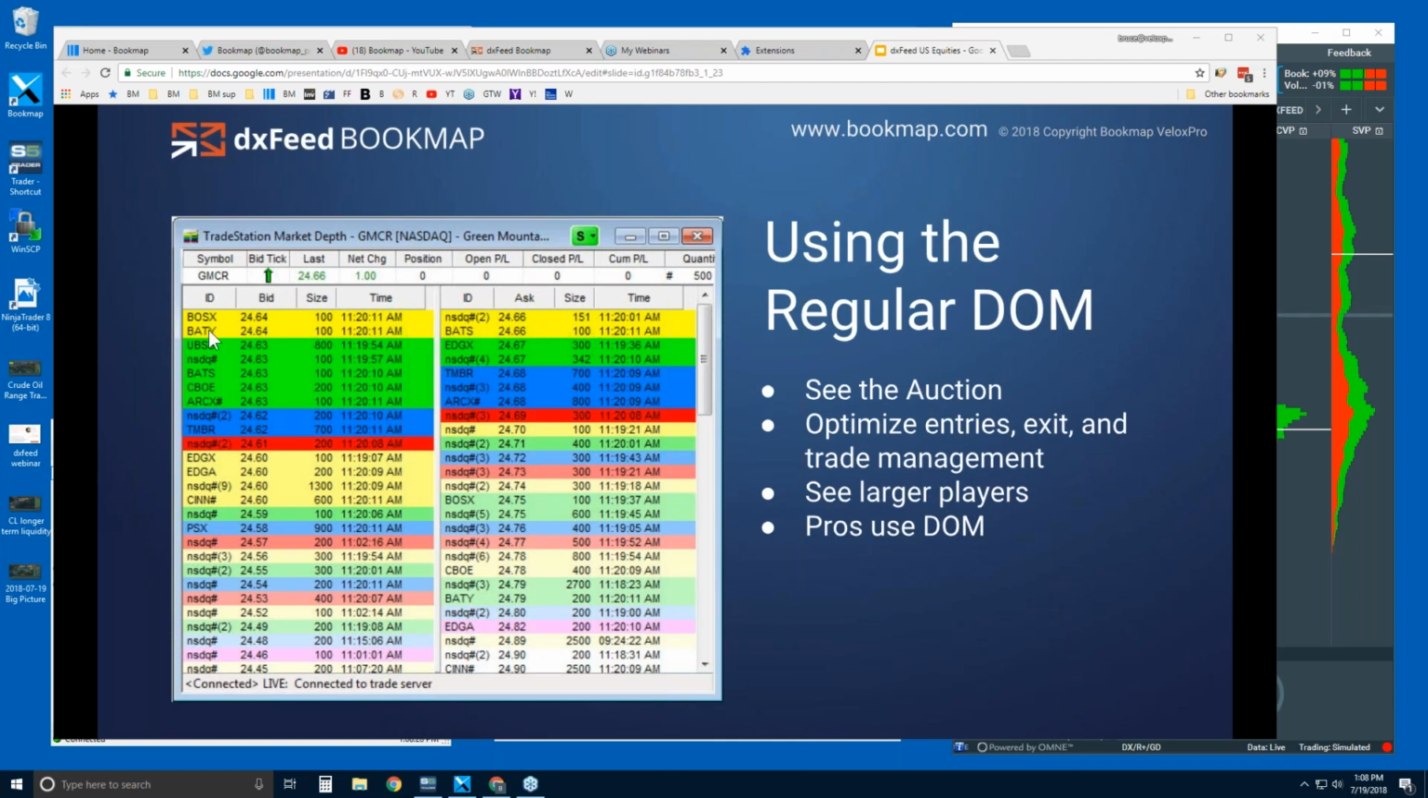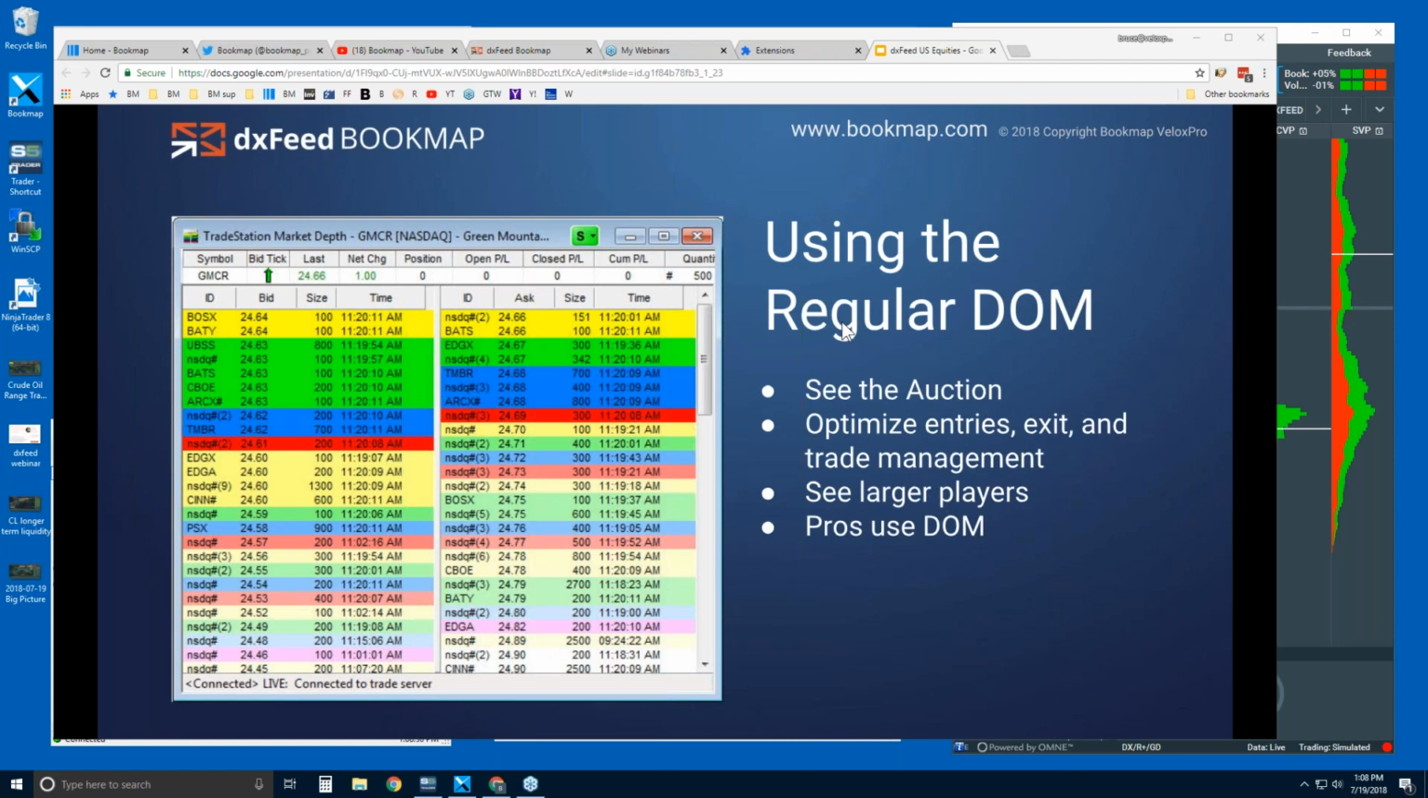And these are traders or liquidity providers, providing liquidity. You can see the size, the amount of shares in each area here, and they want to be buyers over here. They want to be sellers over here. Okay, the DOM is good. The pros use the DOM. You can see the auction.